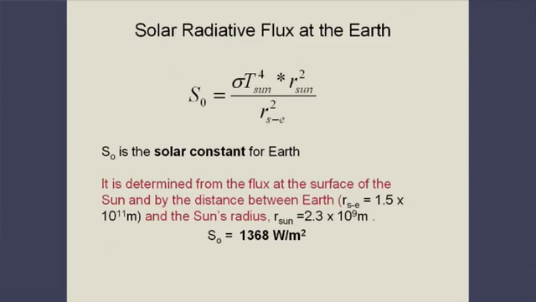That's how bright the Sun is at the Earth. Of course, the Sun is a lot brighter at Venus, and it's a lot dimmer at Mars. If you want to know how bright it is at Venus, you put in the radius of the Sun-Venus orbit. And if you want to know it at Mars, put in the radius of the Sun-Mars orbit.